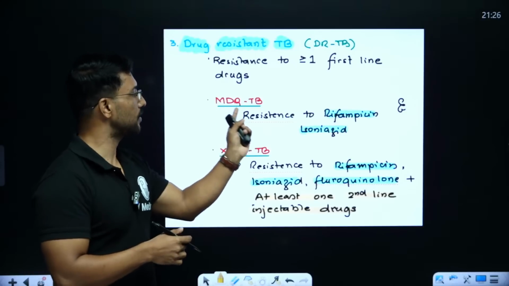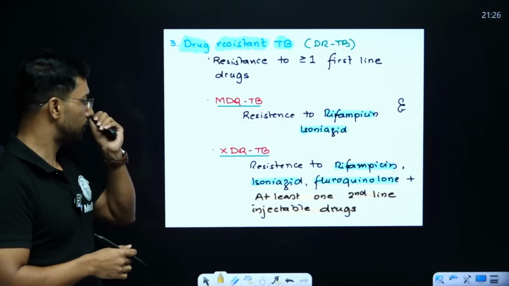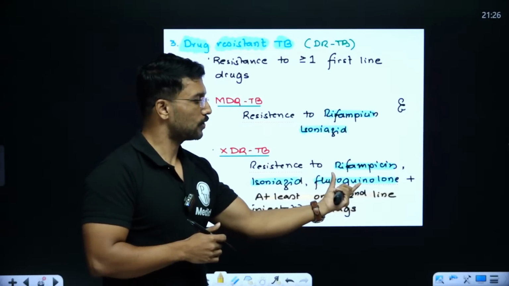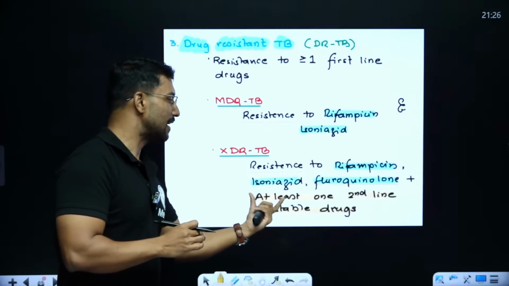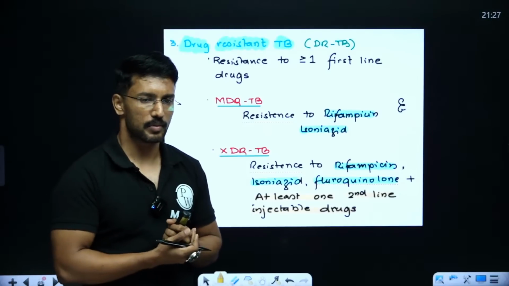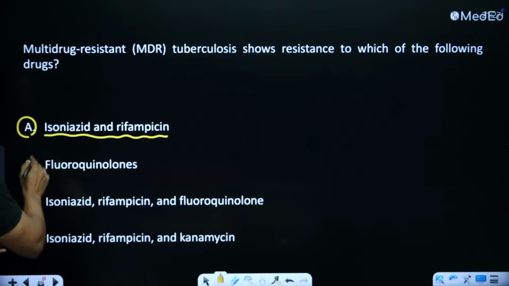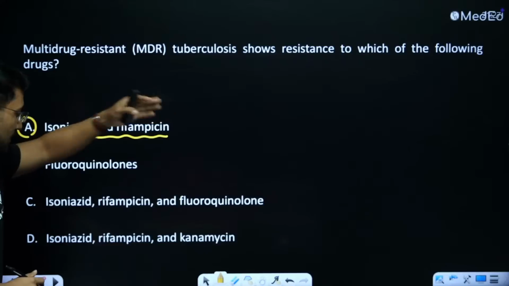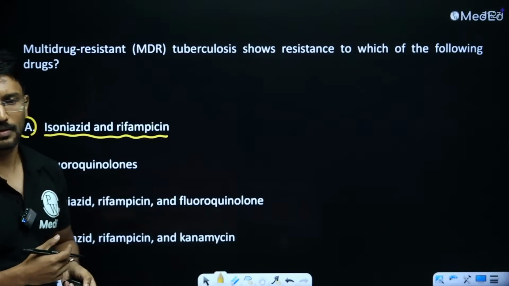Isoniazid plus rifampicin combination resistant, MDR. Then what is extensively drug resistant TB? XDR TB refers to resistance to these two, rifampicin plus isoniazid, but in addition to that, resistance to the fluoroquinolones, plus resistance to at least one second line injectable drug. Then we call it extensively drug resistant TB. So here the answer is simple: isoniazid and rifampicin. But on top of this, if I add fluoroquinolones plus one second line injectable drug, then it becomes extensively drug resistant tuberculosis.